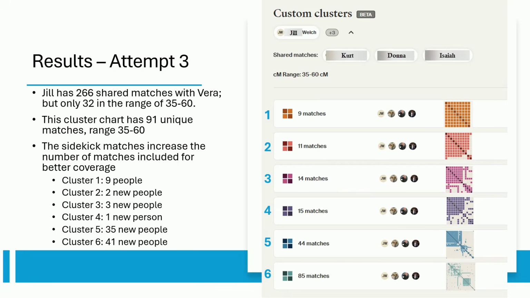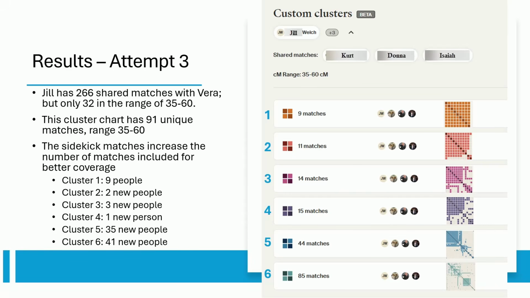So first of all, I wondered, out of Jill's 266 shared matches that she has with Vera, how many of those are actually in the range that I picked for this cluster diagram? When I looked at Jill's shared matches page and filtered it to be between 35 and 60 centimorgans, there were only 32 matches in that range.